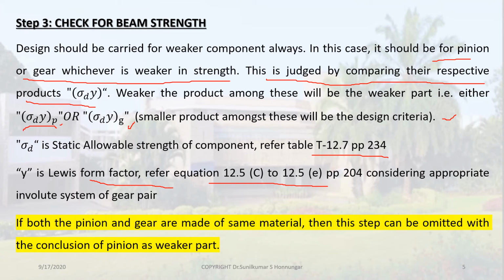While solving the problem I will tell. When you are taking the pinion, you have to substitute Z1 for that Z. If you are finding y for the gear, you have to substitute Z2 correspondingly. And if both pinion and gear are made of the same material, then this step can be omitted, with the conclusion of the pinion as the weaker. This again I have told; we will realize this when we solve the problem.